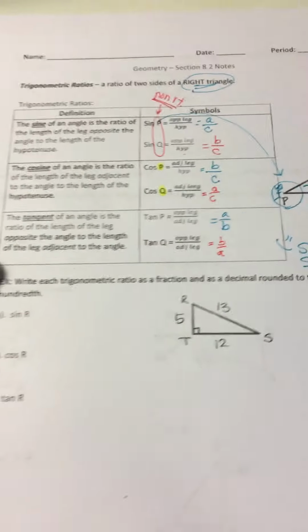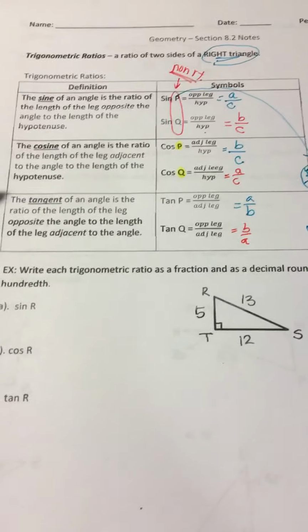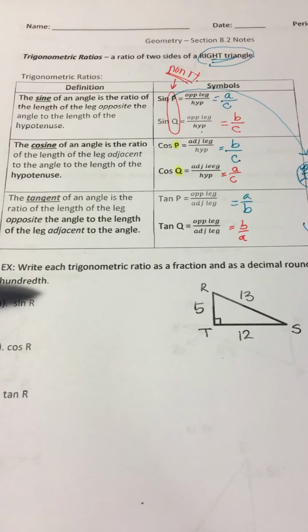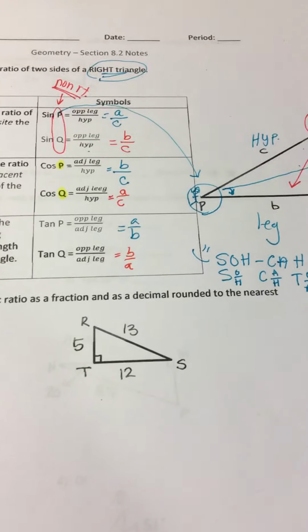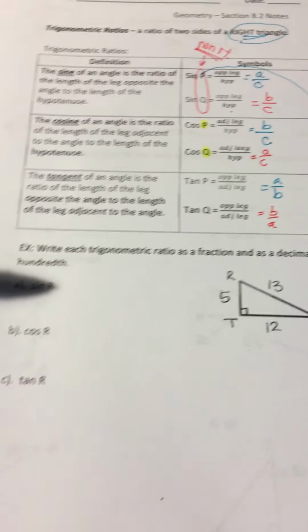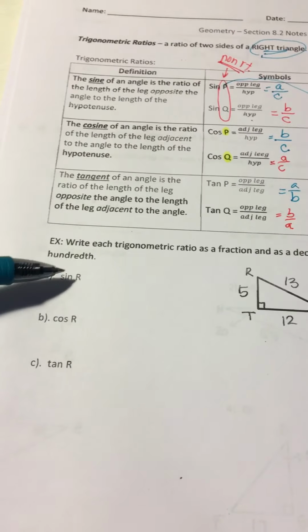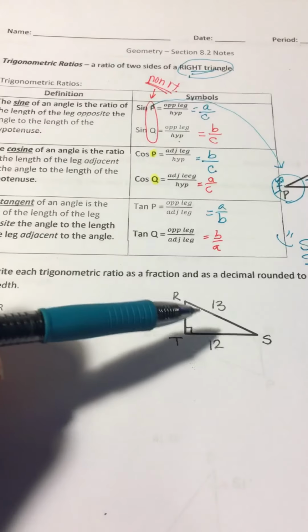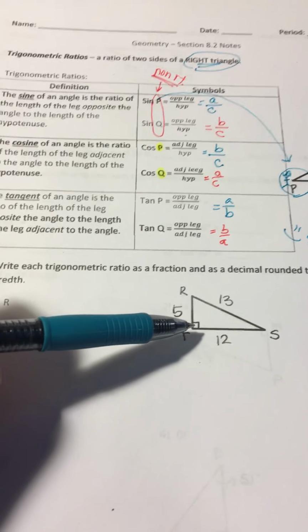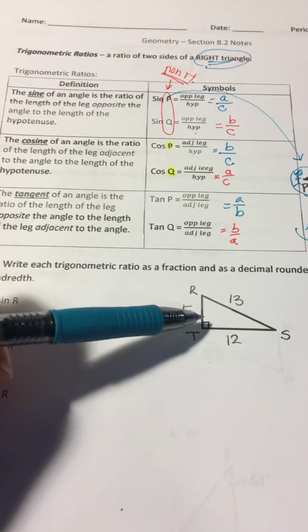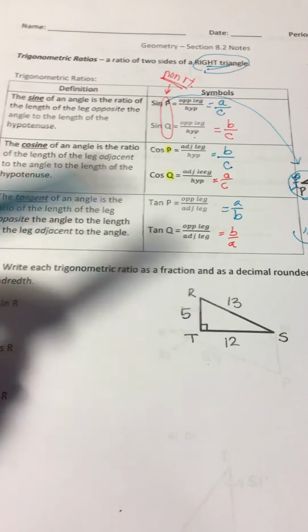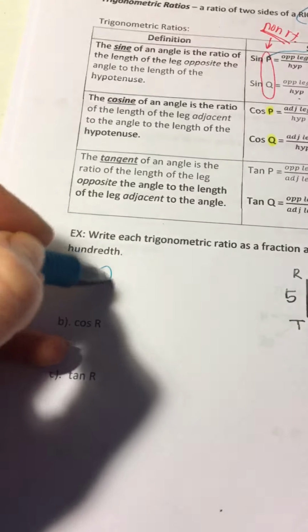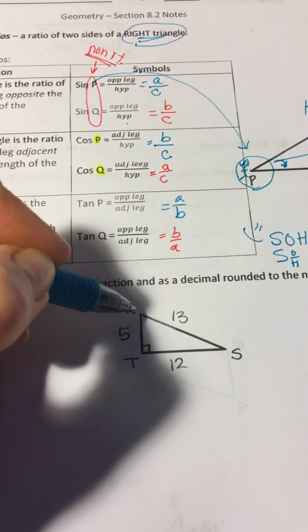Okay, so real quick, here's an example. It says write each trig ratio as a fraction and as a decimal rounded to the nearest hundredth. So the sine of R. When we look at our triangle, we have a right triangle. You can only use trig functions when you have a right triangle. R is going to be my reference angle. So here's R. R is my reference angle over here.